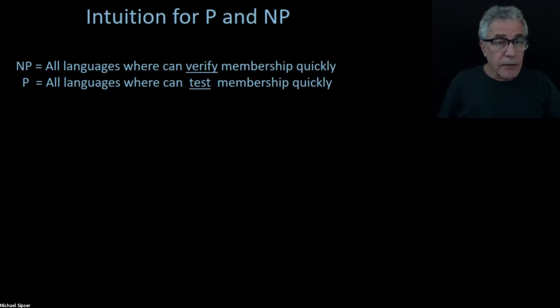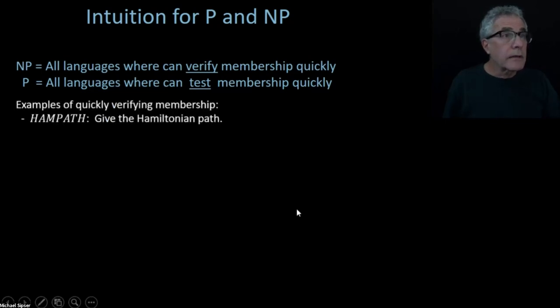So let's turn here to trying to get an intuitive feeling for P and NP, and we'll return now to this notion of NP corresponding to easy verifiability. So NP are the languages where you can easily verify membership quickly. And I'll try to explain what that means. In contrast, P are the languages where you can test membership quickly. By quickly, I'm using polynomial time. That's going to be basically, for us, what quickly means in this course.